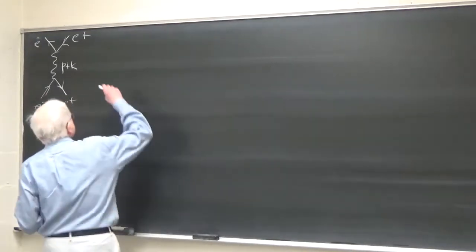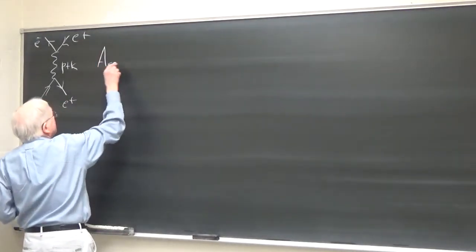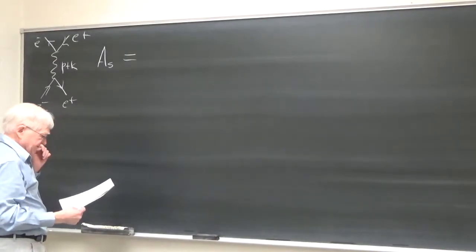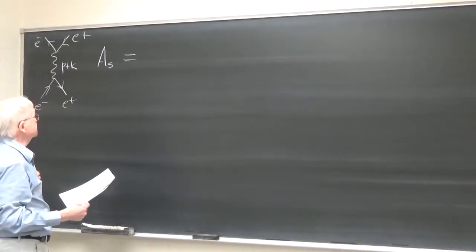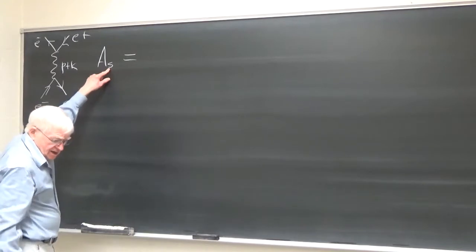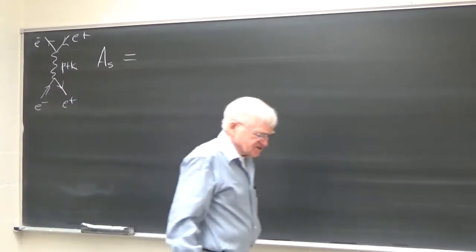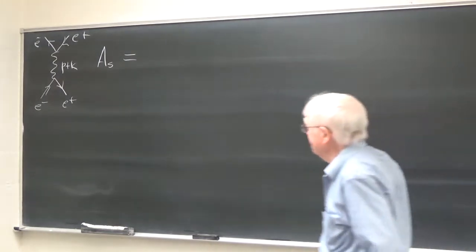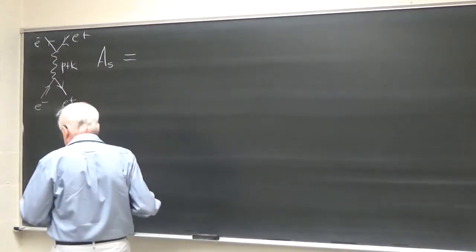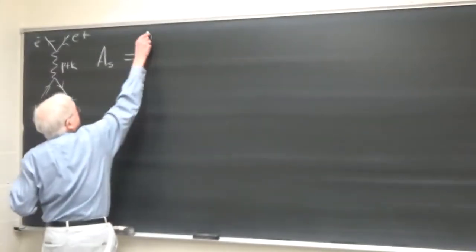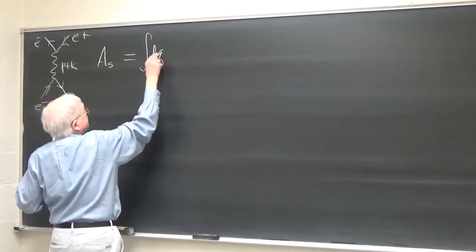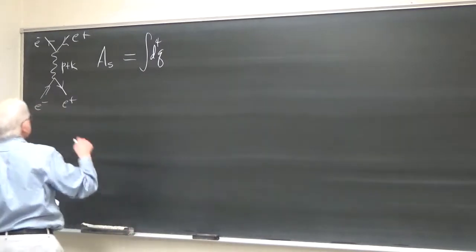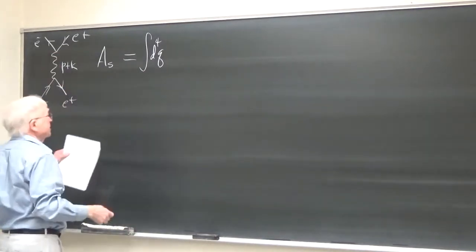Okay, so there's a direct term which I labeled A sub A. I should have labeled it A sub D or A sub S. S is for S channel, and it's named after the first of the three Mandelstam variables. And if we implement the Feynman rules, what we get is d fourth q. We have two vertices, one here and one there.